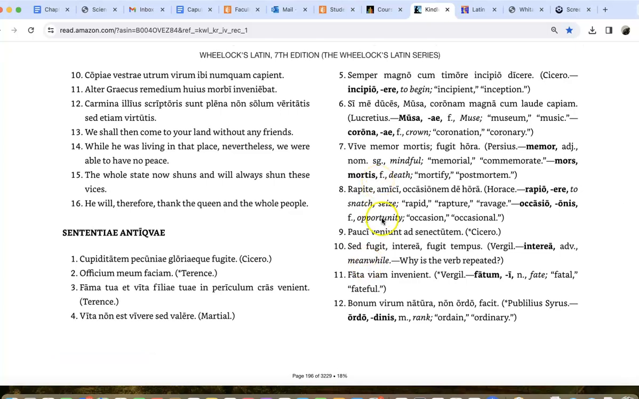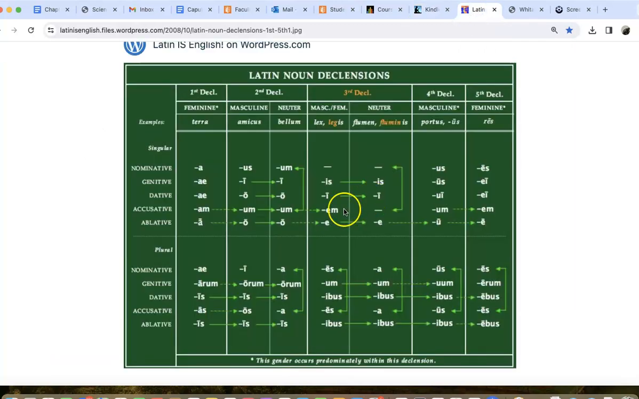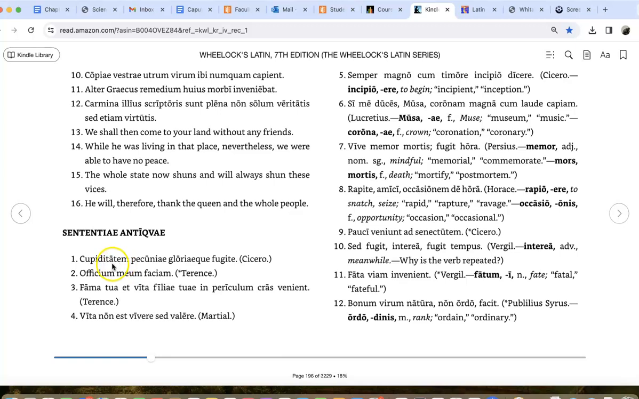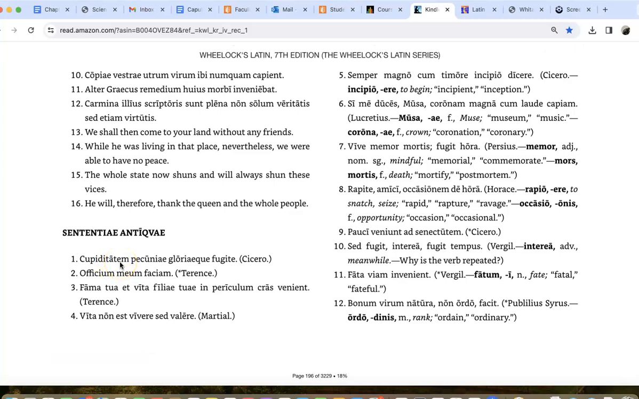Okay. So seize the opportunity. Notice that opportunity is third declension, accusative singular, just like the first one, ending in em. So remember earlier we had cupiditatem, telling us it's third declension, accusative singular, direct object. And then of the hour, fairly straightforward.